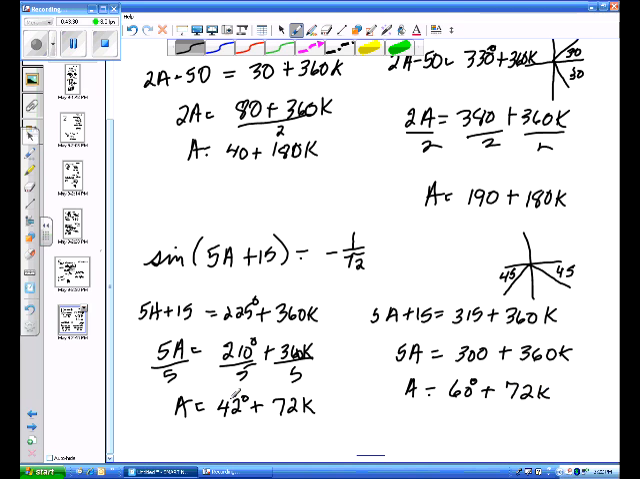And then all you have to do to generate your angles is start with k equals 0, so that would be 42. If k is 1, then it's 42 plus 72, or 114. If k is 2, then it's 42 plus 2 times 72, and you can start generating the values that a could be.